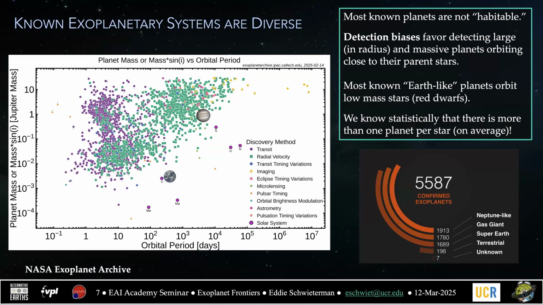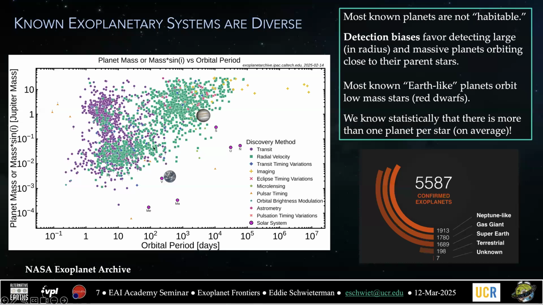What you can see here is a plot, as a function of orbital period, and this is a log plot. So the 365-day Earth orbital period would be right here. Earth is marked here. And then the planet mass in terms of the mass of Jupiter. And so you can see Jupiter right here. And so this is the distribution of planets.